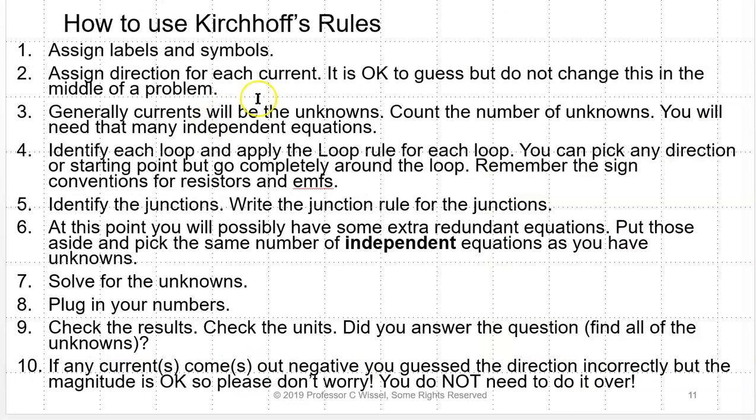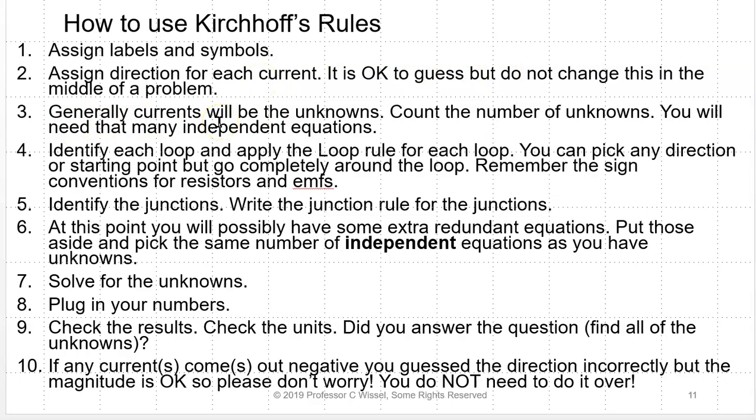How to use Kirchhoff's rules? Assign labels and symbols. It's a good idea when you have a resistance R1 and you have to pick a label for a current, call that I1. Try to make sure that your symbols match, the currents and the potentials and everything, because it'll be a lot easier. Also draw the circuit and label everything. Assign a direction for each current. It's okay to guess, but don't change this in the middle of the problem.